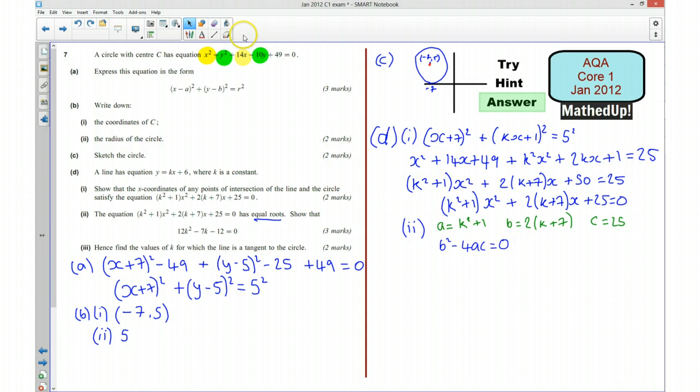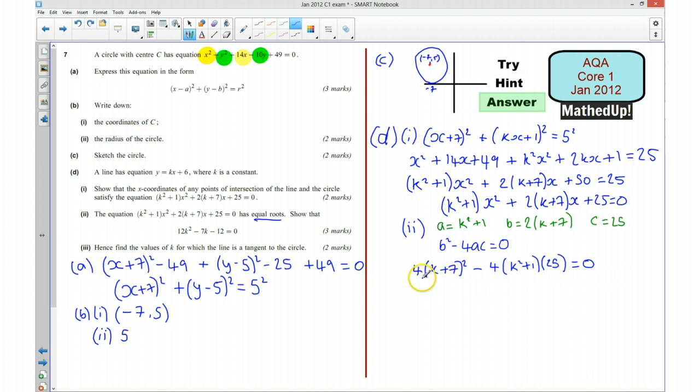Okay, so b squared is going to be this term squared, which is 4(k plus 7) squared. Yes, I've just done the 2 squared, which is 4, and the (k plus 7) squared. Subtract 4 times a, which is k squared plus 1, times c, which is 25. And we want that to equal 0.